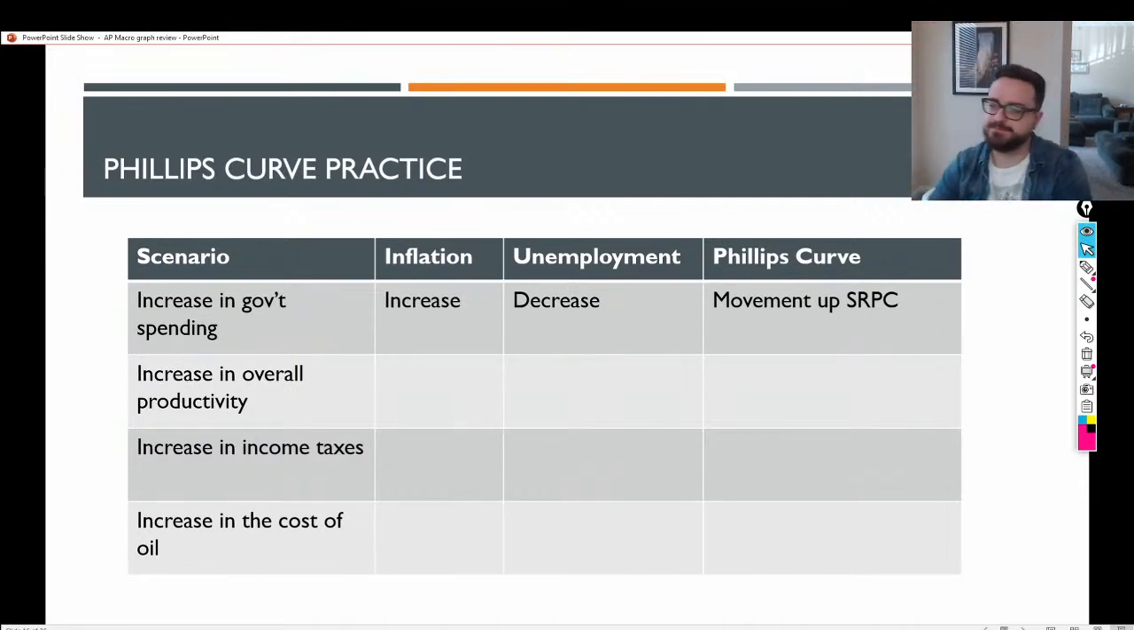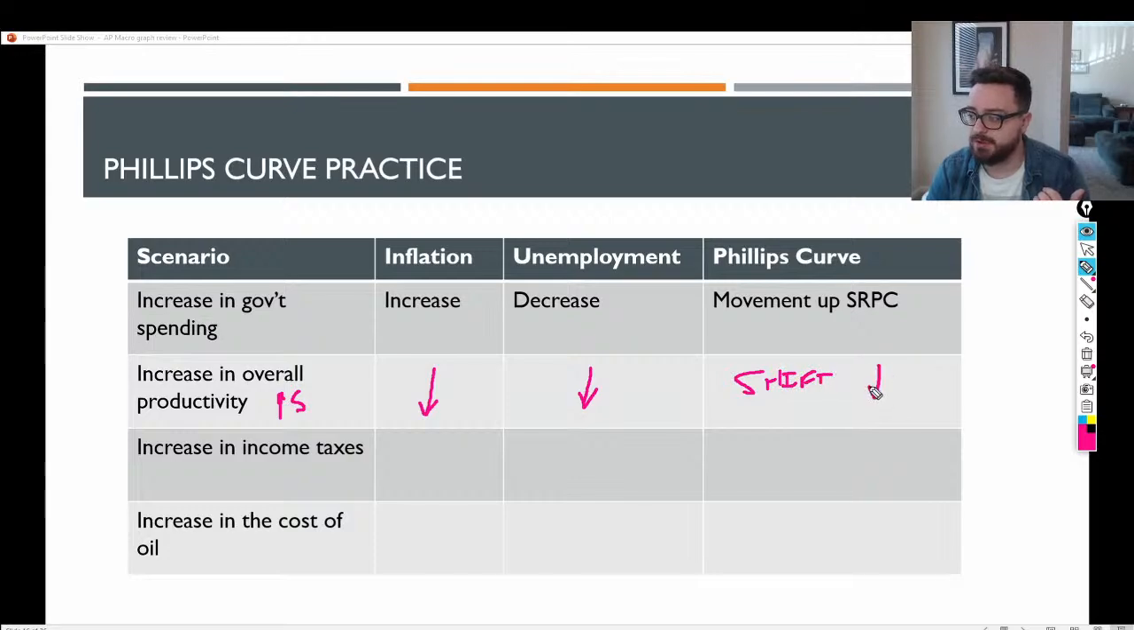An increase in overall productivity means that we're capable of producing more. That is supply. Our ability to produce things is aggregate supply. So, increased aggregate supply, I already did this one. I get lower inflation and lower unemployment, so I shift the Phillips curve down. I'm taking the entire curve and moving it down. Already drew that one. Increase in income taxes.